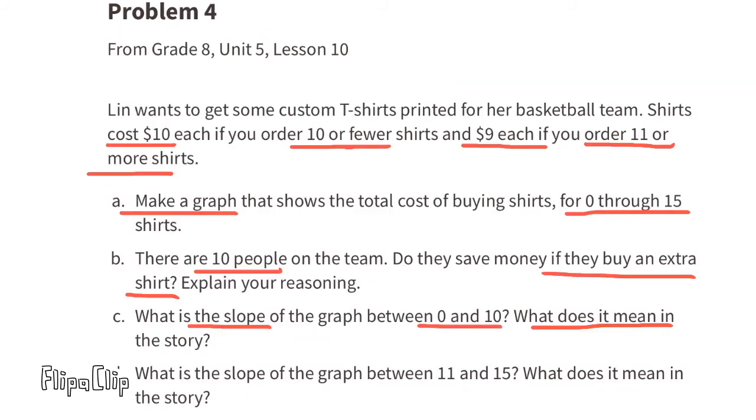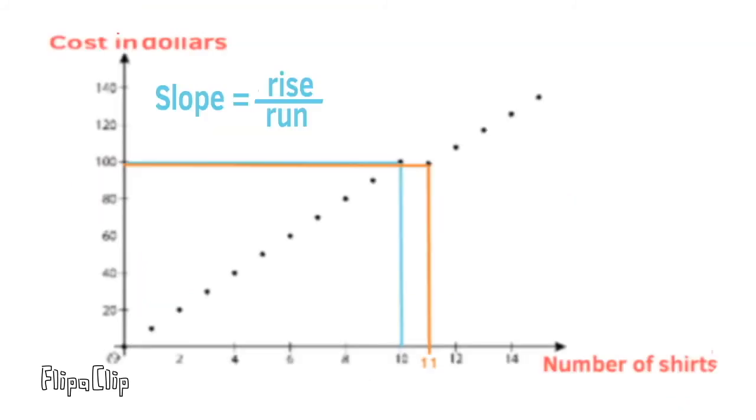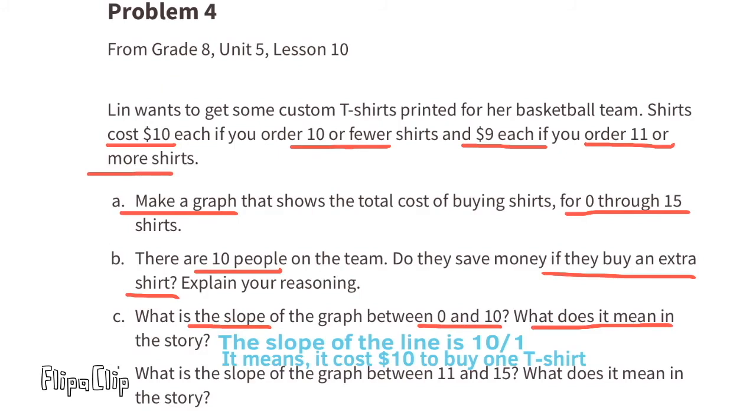C. What is the slope of the graph between 0 and 10? What does it mean in the story? The slope of the graph will be rise over run, and from 0 to 10, the rise is 100 and the run is 10. That's a slope of 100 divided by 10, or 10, so the slope is 10. That means it costs $10 to buy one t-shirt.